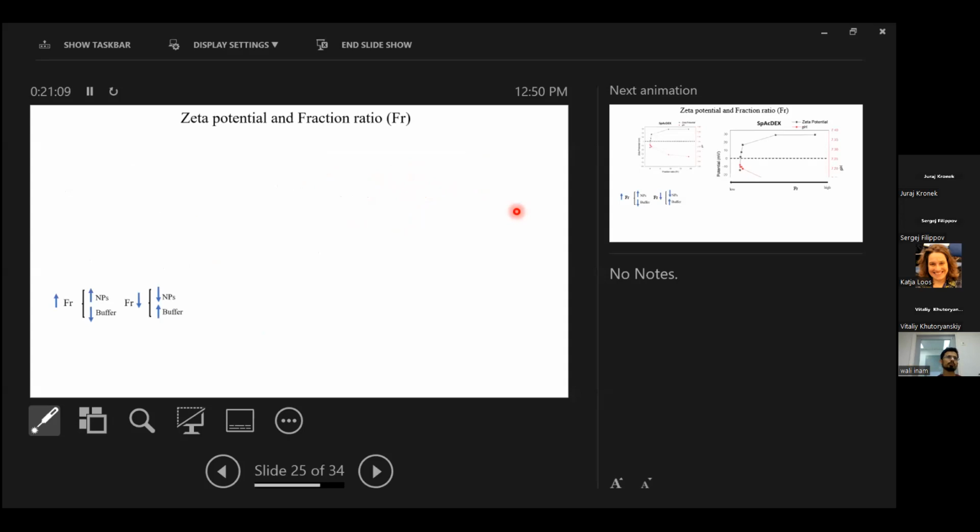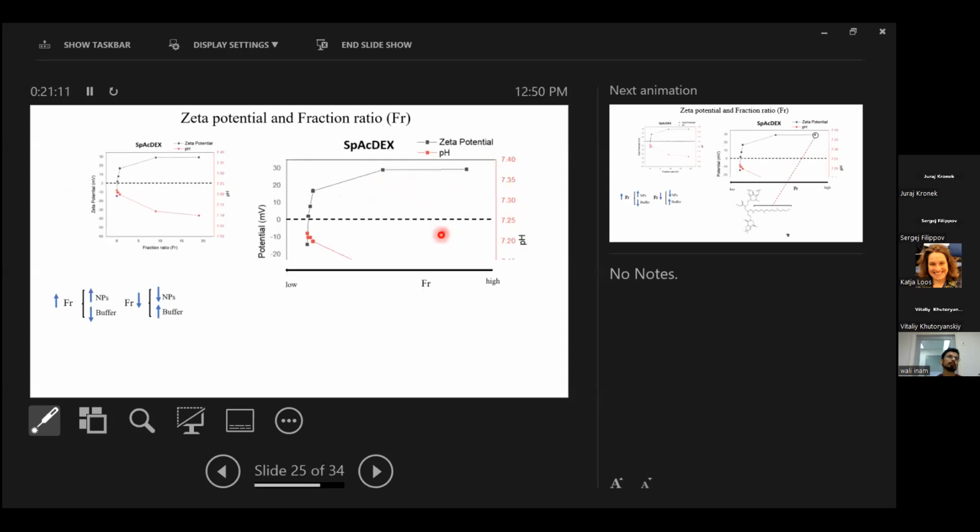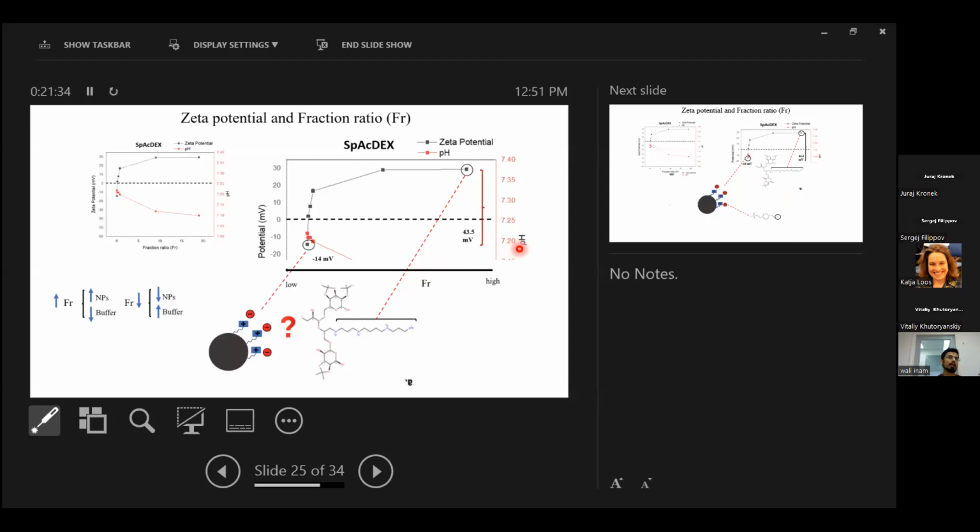But what was interesting to see in the case of SPCDEX is that when a similar experiment was performed, there was a huge shift in zeta. We got a very high zeta potential, obviously because of these amine groups. But as we decrease the nanoparticles and increase the buffer concentration, we get a huge shift of 43.5 millivolt, and at the lowest fraction ratio, we got minus 14 millivolt zeta potential.